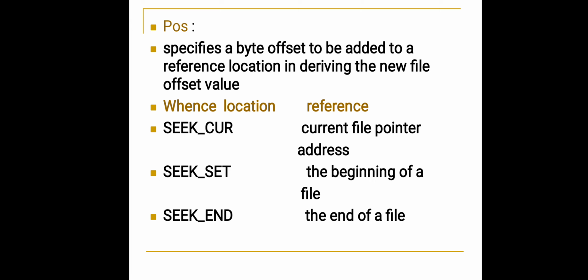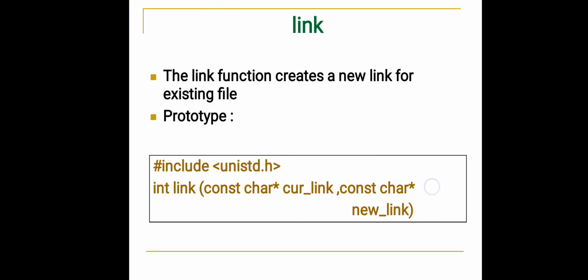pos specifies a byte offset to be added to a reference location in deriving the new file offset value. whence is the location reference: SEEK_CUR, the current file pointer address; SEEK_SET, the beginning of a file; SEEK_END, the end of a file.